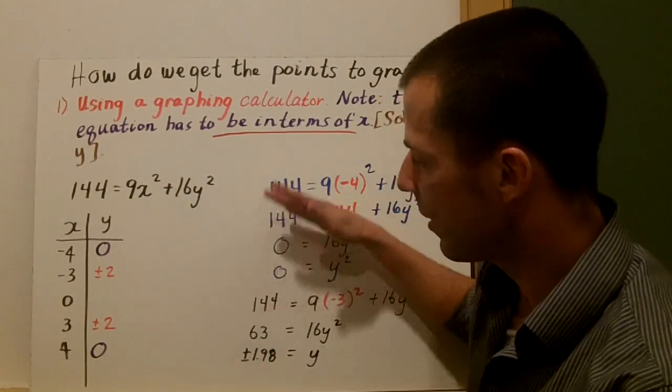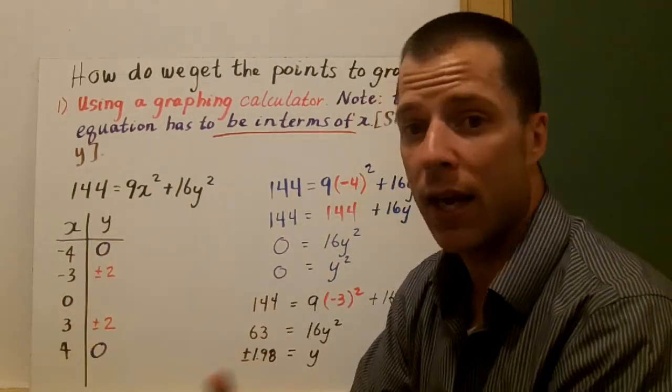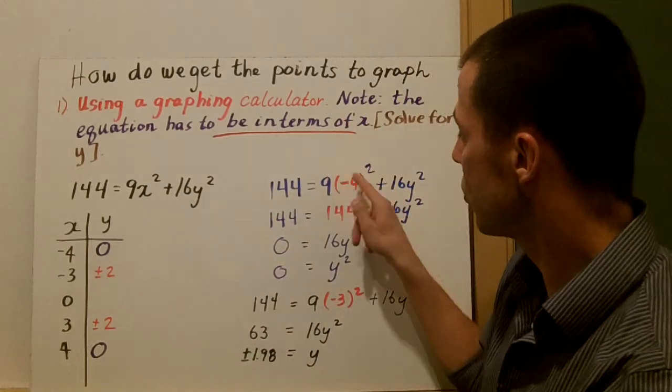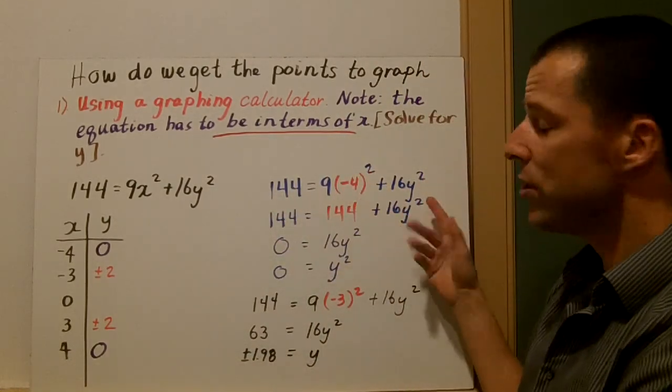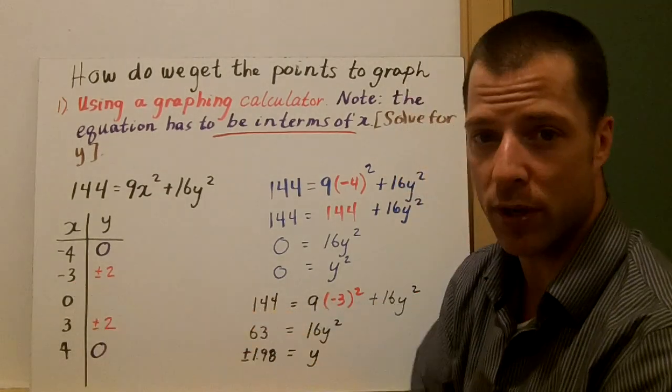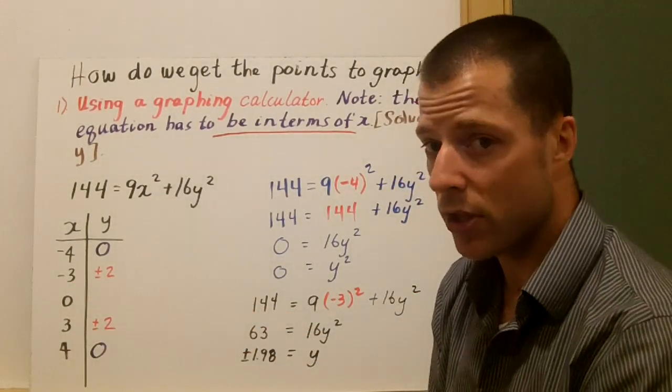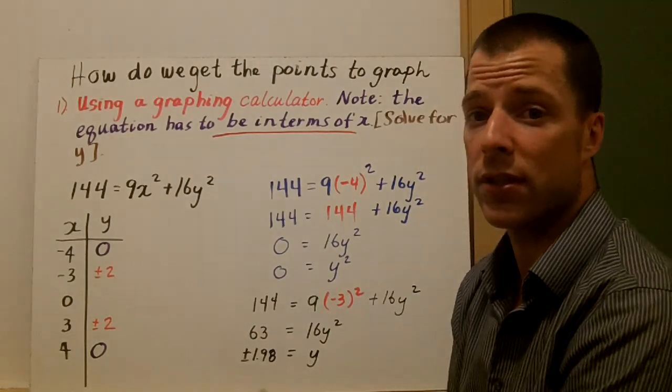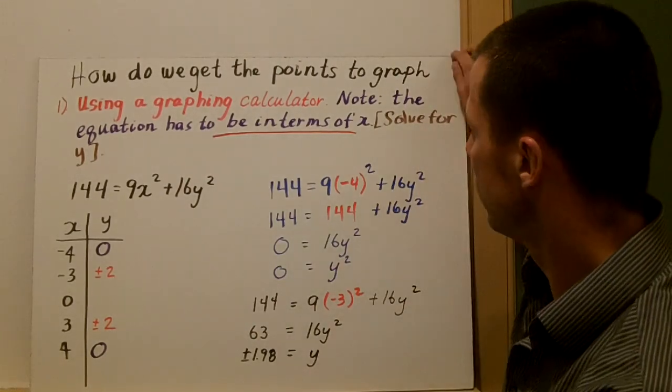So again, that's how we got those values. You're still picking your x's, and you're finding y. When you have those squares on the y, you just have to be really careful. You're going to have 2 answers for one of these values that you plug in. So are these functions? No, circles and ellipses are not functions. They fail the vertical line test.